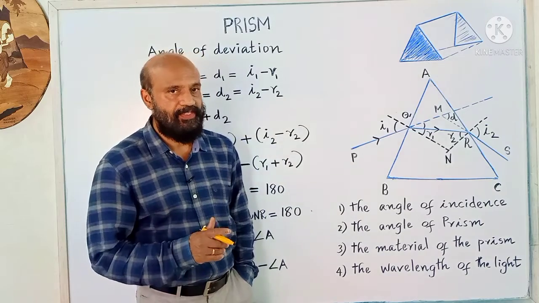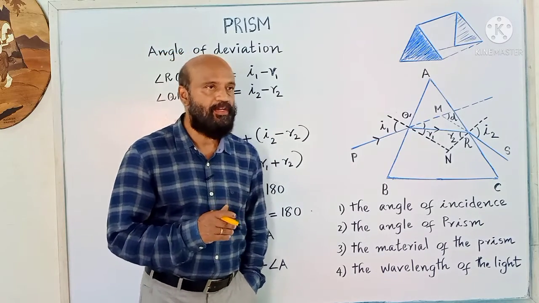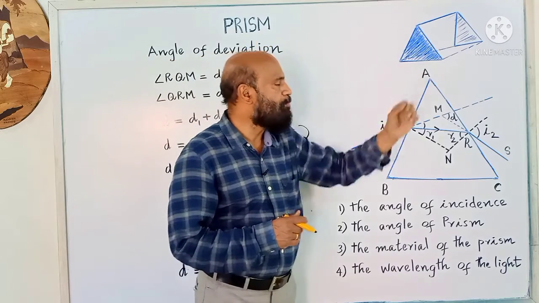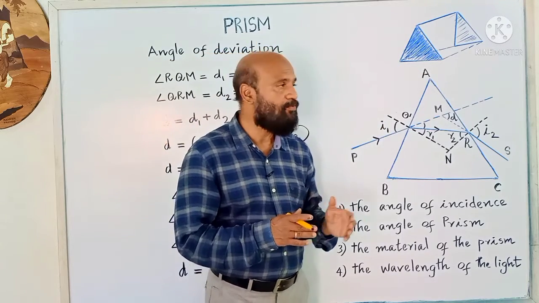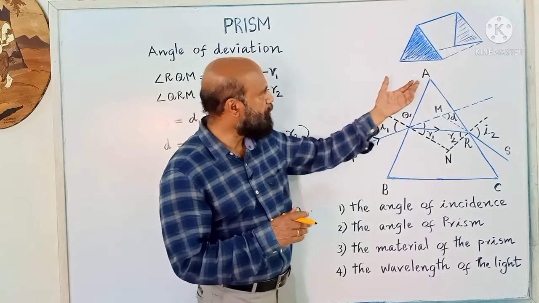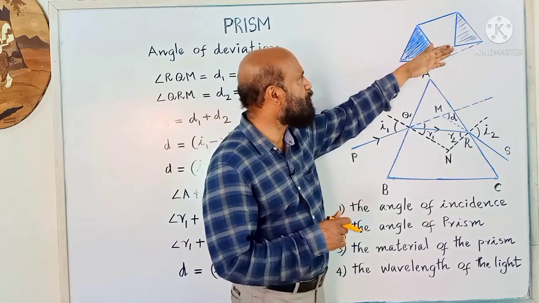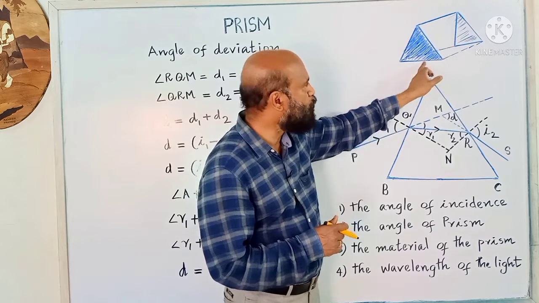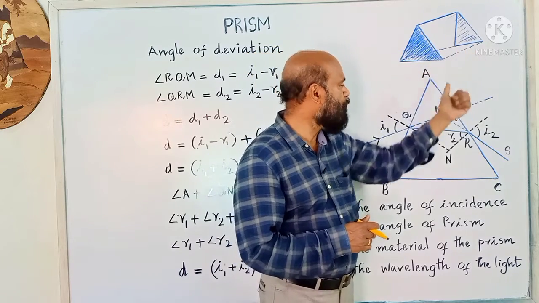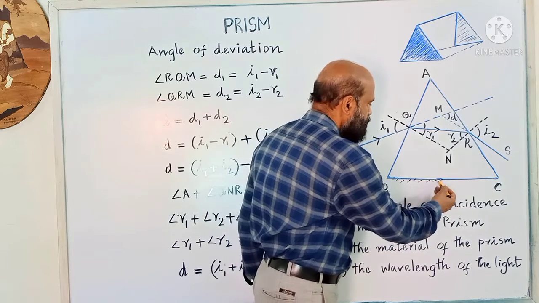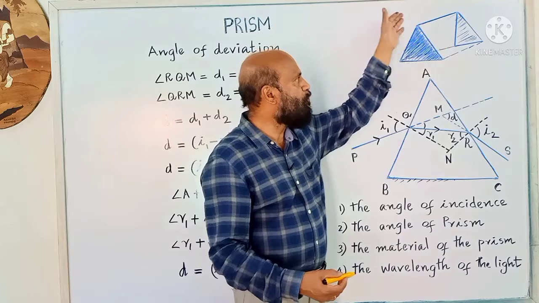In this video, let us see the angle of deviation produced by a prism. A prism is a triangular block of glass or plastic. It is bounded by three faces. Out of the three faces, one is grounded. The grounded face is what is known as the base of the prism. These two are the refracting faces.